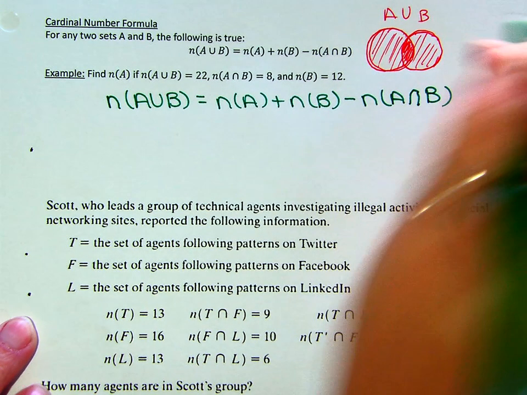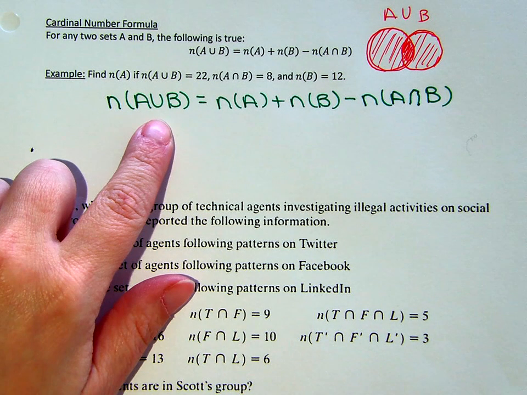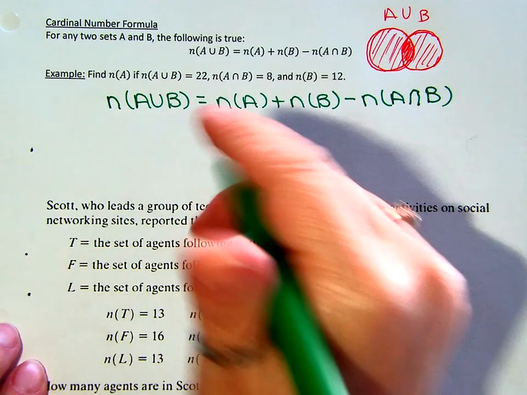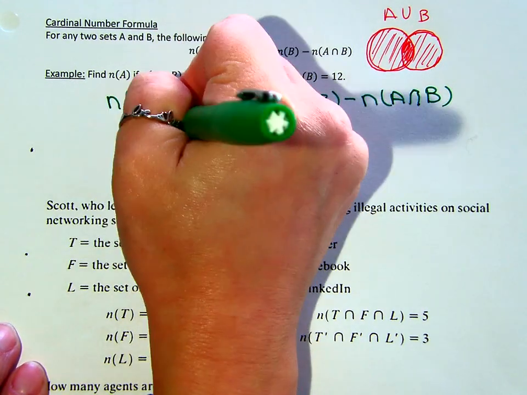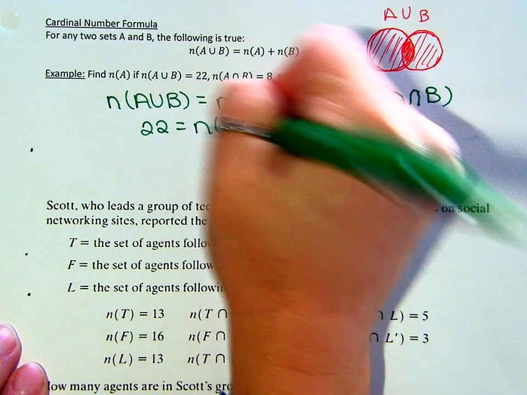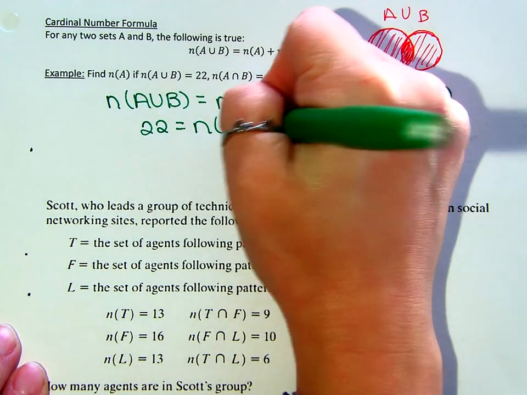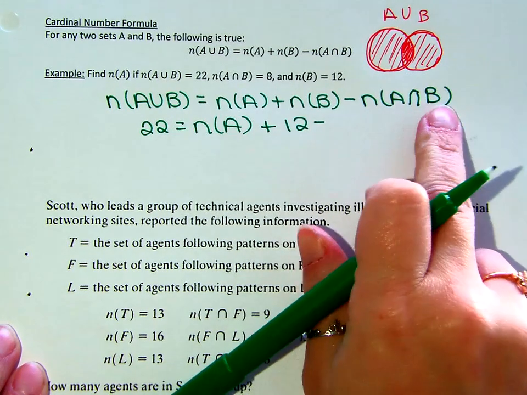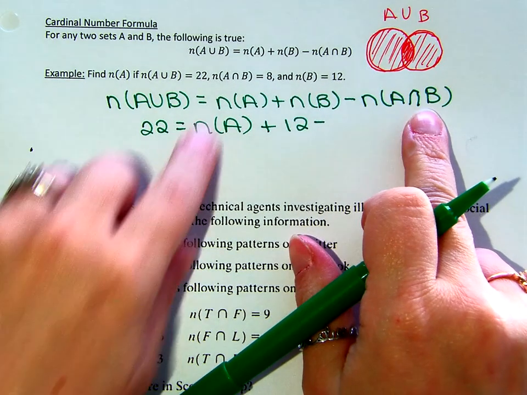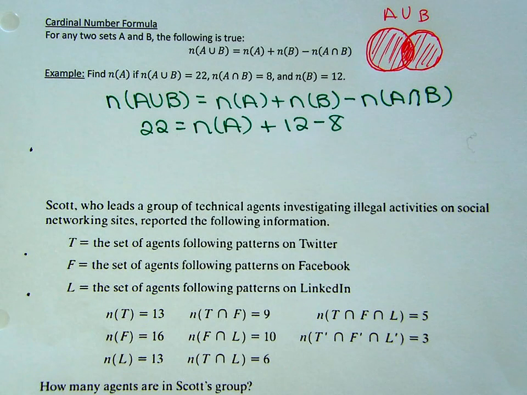And if I write it out, then it really becomes plug and chug. Because I can say, okay, the cardinality of the union, well, they tell me that's 22. So I'm going to write 22 in place of that. The cardinality of A is what we are looking for, so I'm going to leave that. The cardinality of B is 12, and the cardinality of the intersection is 8. So now I'm just solving for my unknown variable, which is my cardinality of A.